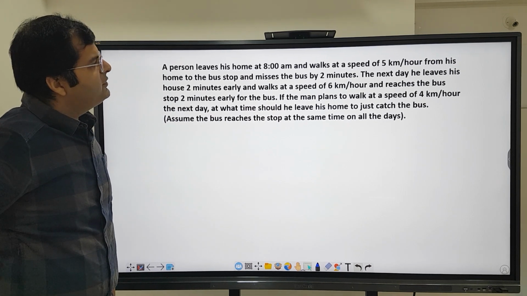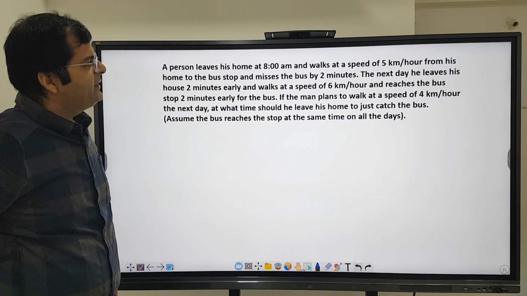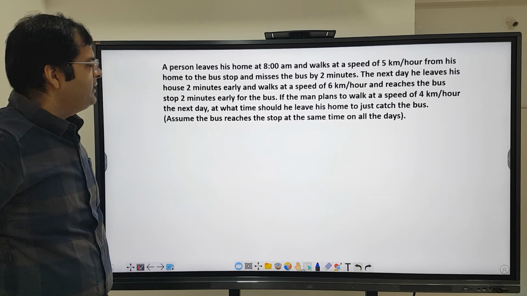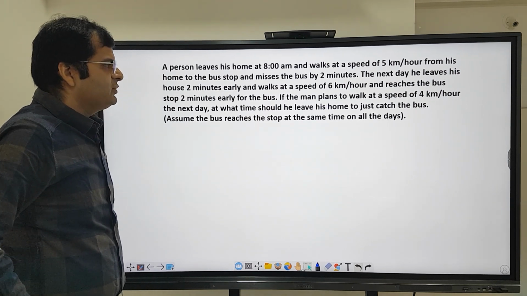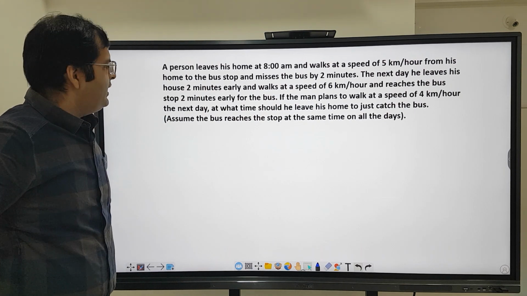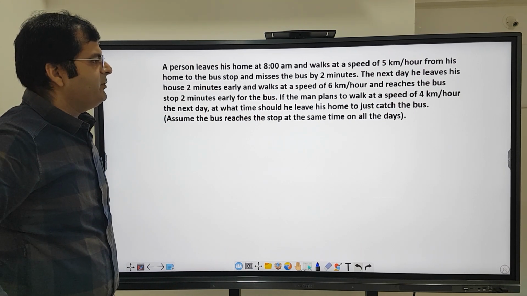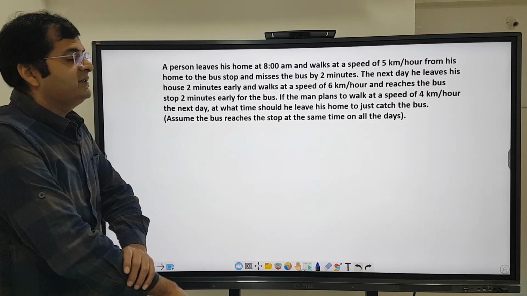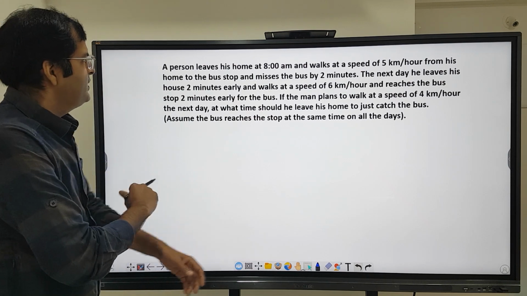If the man plans to walk at a speed of 4 km per hour the next day, at what time should he leave his home to just catch the bus? Assume the bus reaches the stop at the same time on all the days. So now this is actually a pretty interesting question.